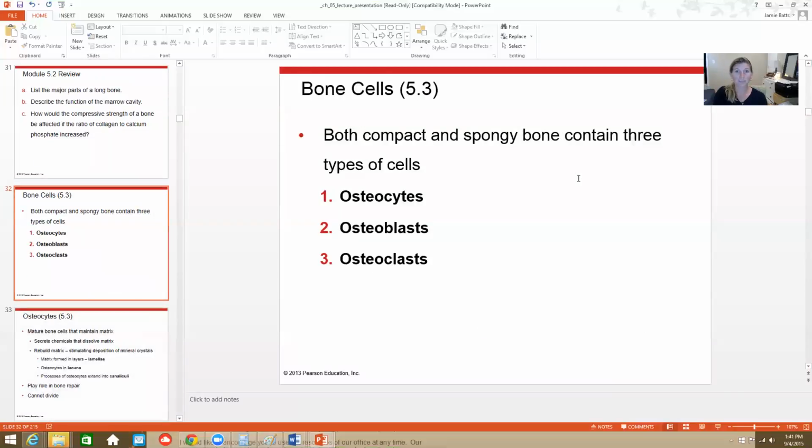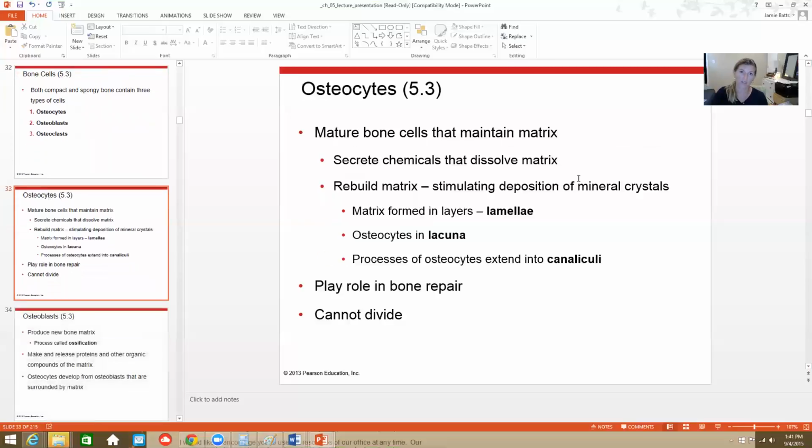Let's talk about bone cells. Bones are made of cells, believe it or not. There's three main types of cells. There's osteocytes, osteoblasts, and osteoclasts. So let's learn the difference.